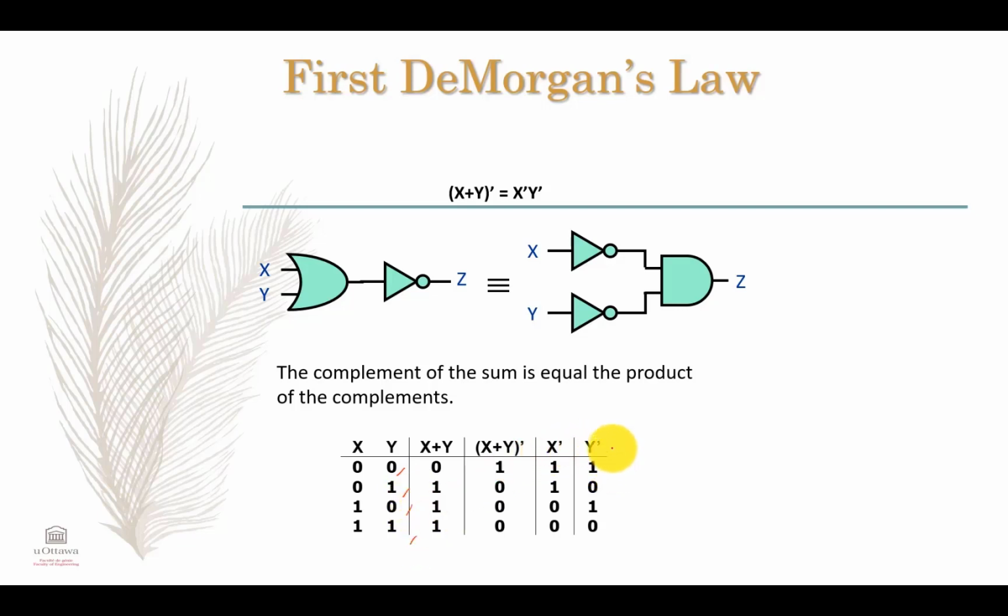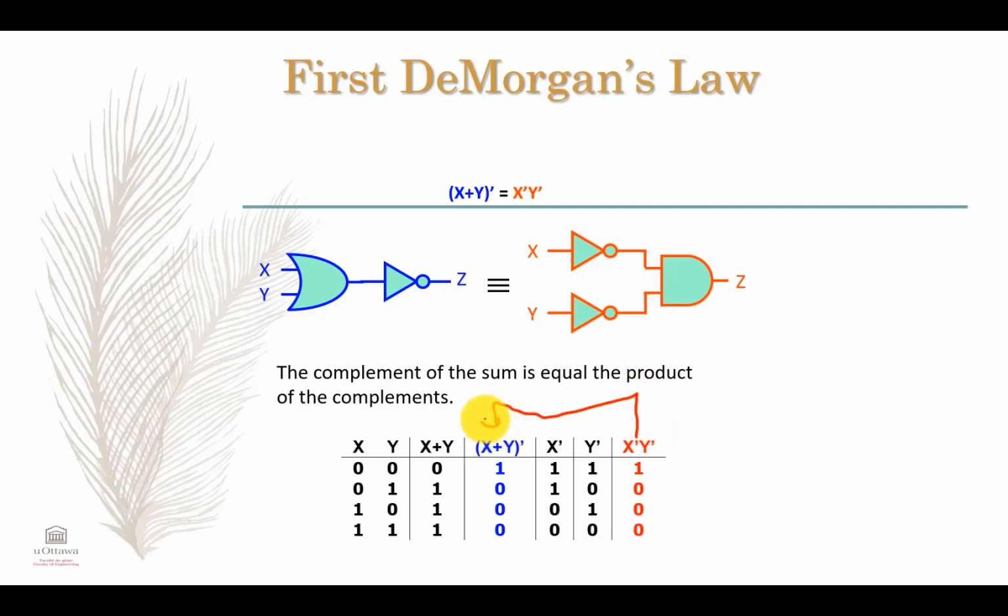And at the end, both of them should be ANDed. So if I AND 1 and 1, I will get 1. If I AND 1 and 0, I will get 0. 1 and 0, I will get 0. 0 and 0, I will get 1. So as you can see, guys, this column is equal to this column. That means that the complement of the sum is certainly equal to the product of the complements.